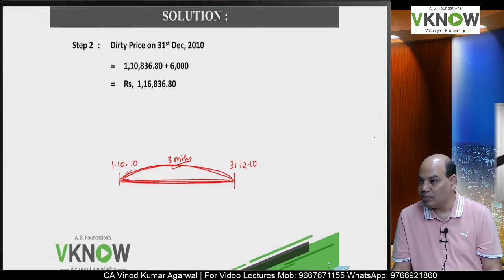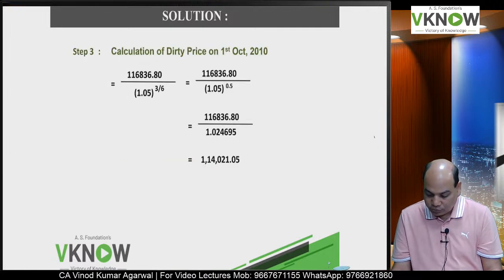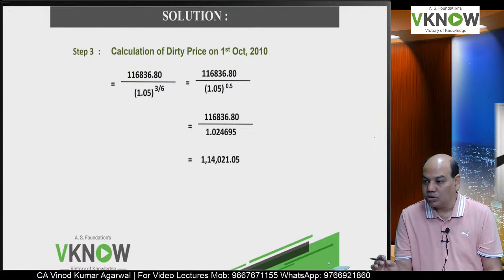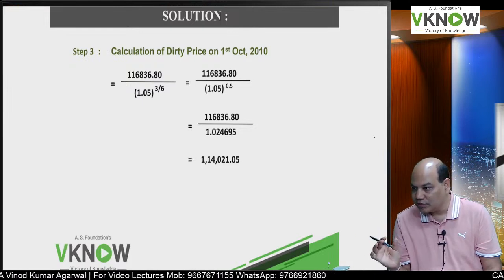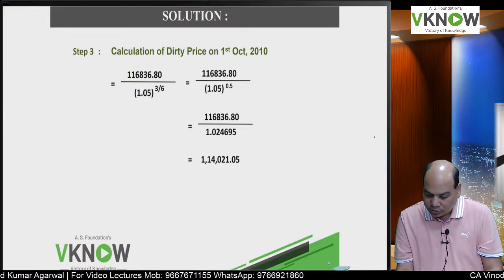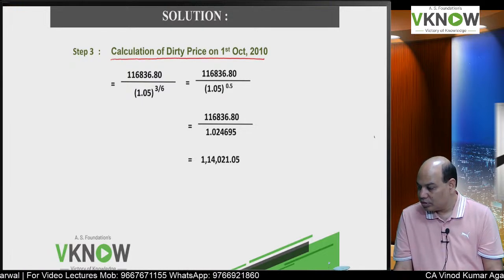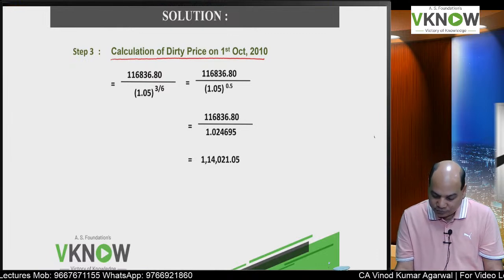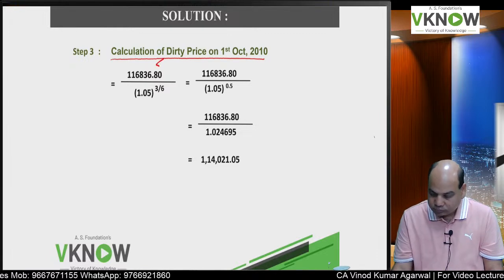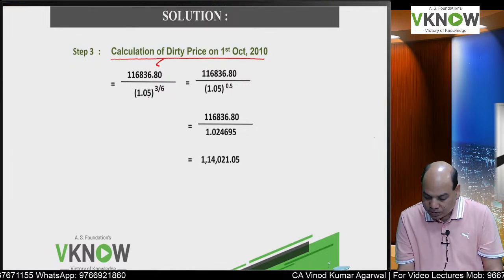But this is a question of semi-annual coupon payment. So therefore, I will do the calculation keeping in mind that one period is equal to 6 months. Is it right? So write down step number 3, calculation of dirty price on 1st October 2010. Take the previous answer, 1,16,836.80 divide by, now how do you compute present value?